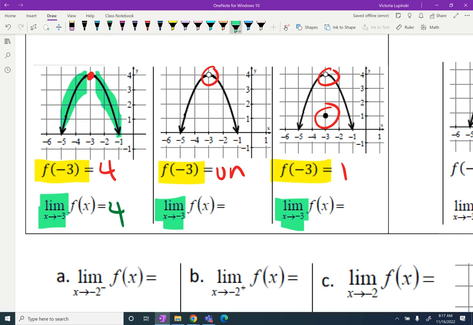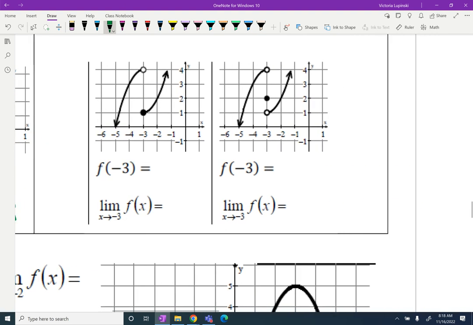For the one in the middle, each side is going to the same spot. Where are they approaching? 4. Even if they don't actually get there, we don't care. A limit just means getting closer and closer and closer, even if you never actually get there. That's the same thing in the last one. The fact that we don't actually get there doesn't matter. So those are the three most typical things you're going to see: where the f of is equal to the limit, where the f of is undefined but the limit exists, or where the f of and the limit are both defined, but they're different. All of those are fine.